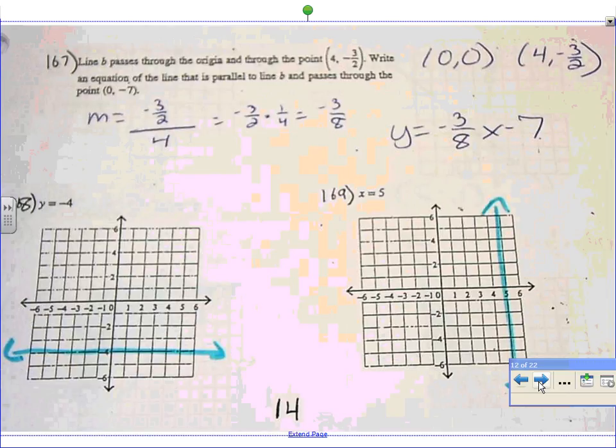168, it's kind of hard to see. Here's my graph. And 169, here's my vertical line. Make sure you check those too. Kevin?